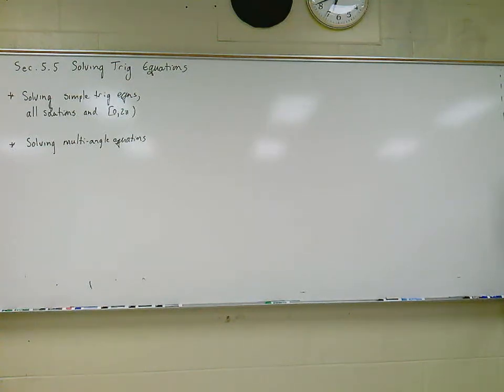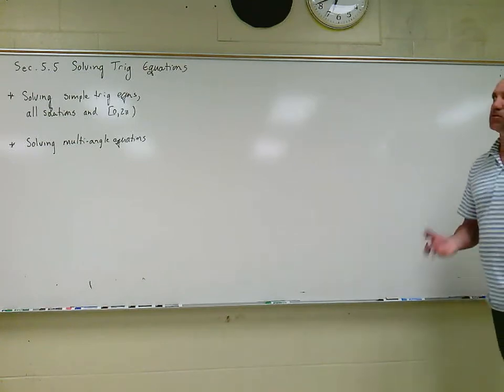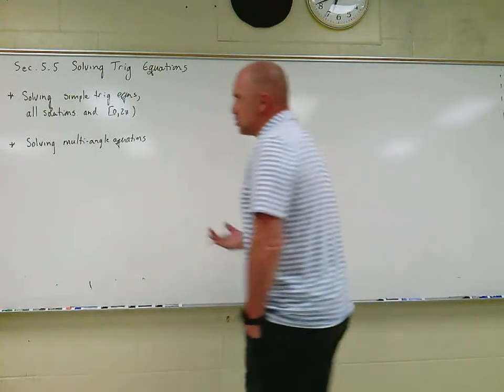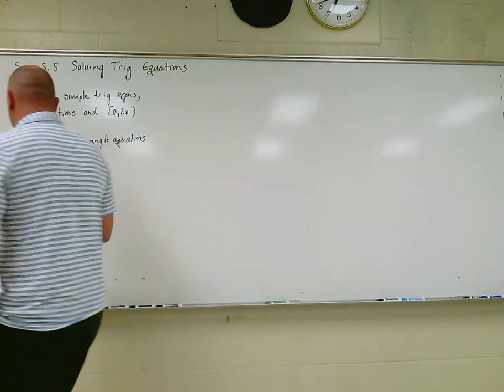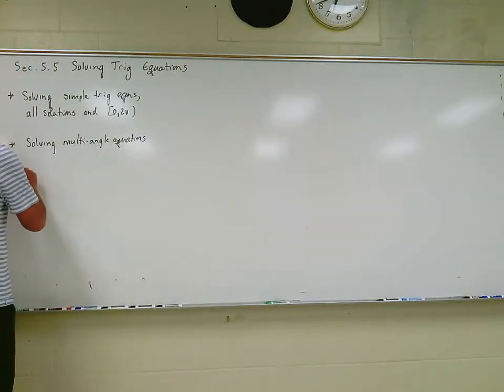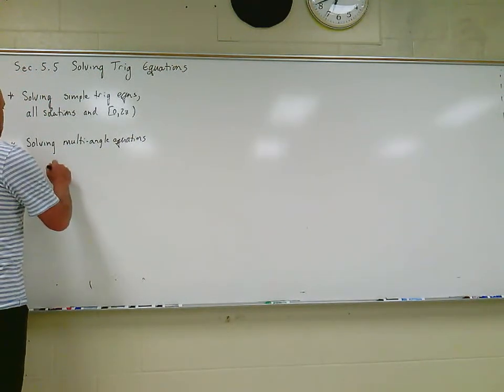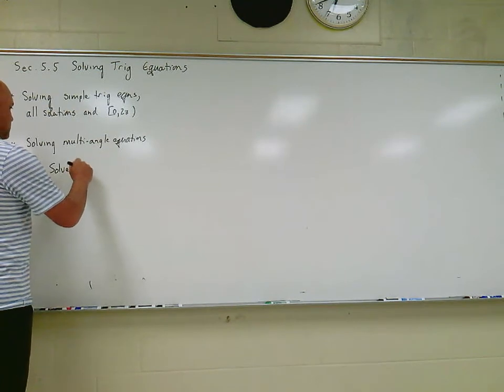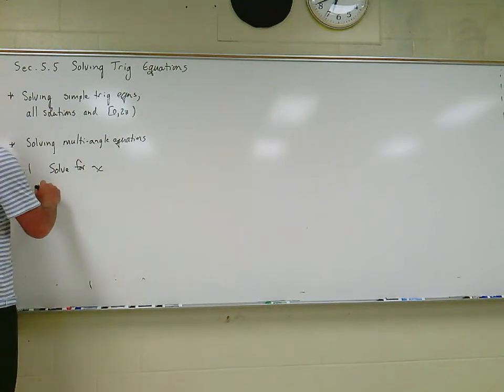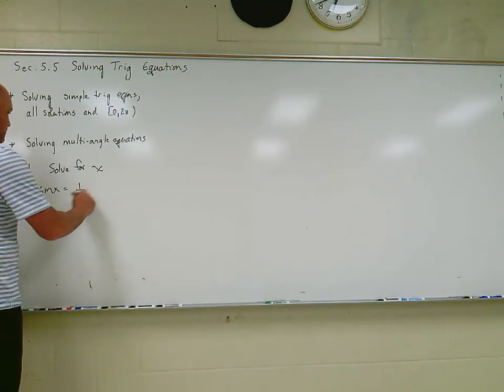If you are good with your triangles and can remember where sine, cosine, and tangent are positive or negative in terms of their quadrants, it's not going to be too bad. We're solving trig equations, but we're really just using triangles to do it. So we'll start with an easy one. Example 1: solve for x, sine of x is 1/2, okay?